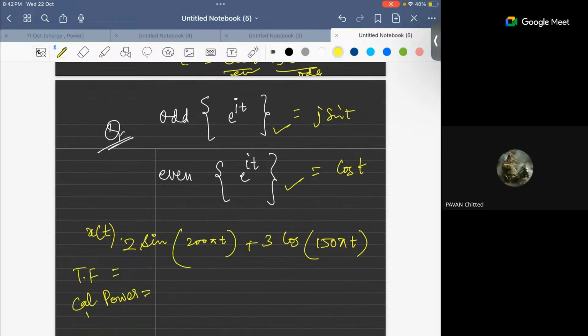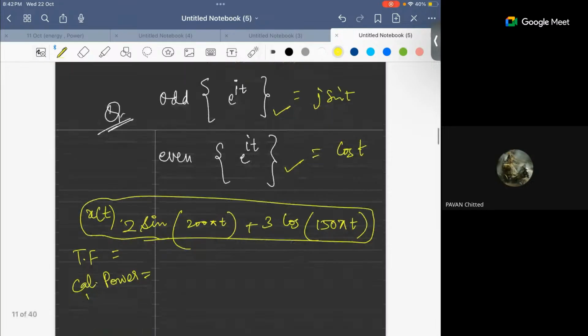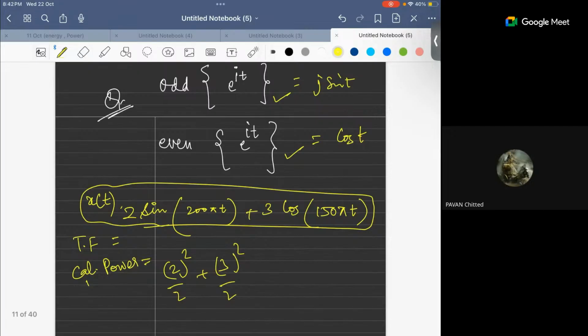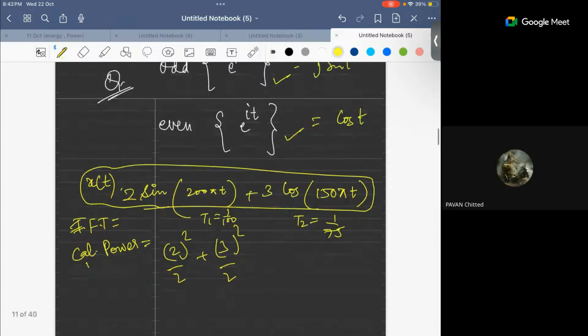What will be the power and time period for this signal? Just tell me. Power is 13 by 2, sir. Power is 2 square by 2 plus 3 square by 2. Okay. What will be the fundamental time period? So what is the time period for this signal? T1 equals how much? 1 upon 100, right? And T2 is how much? 1 upon 75.